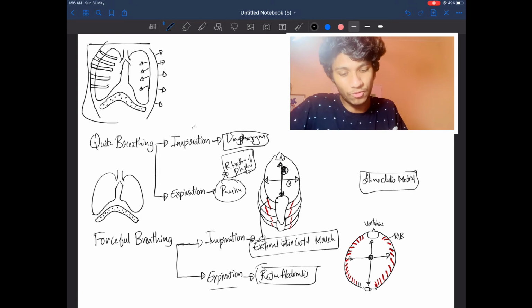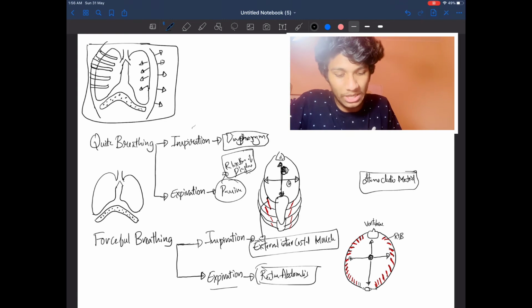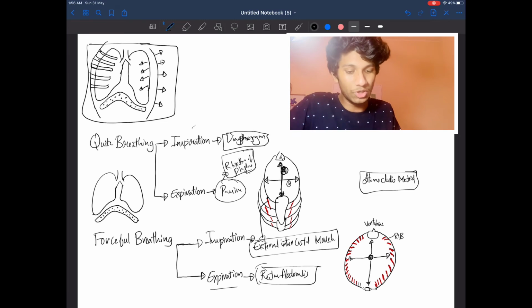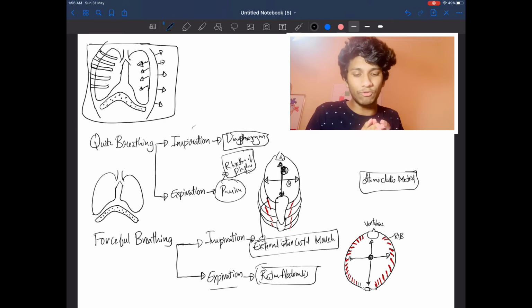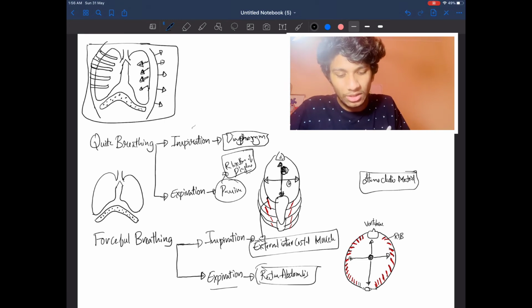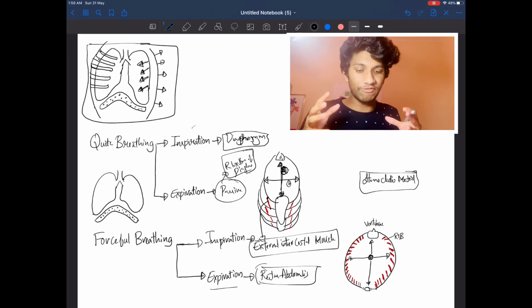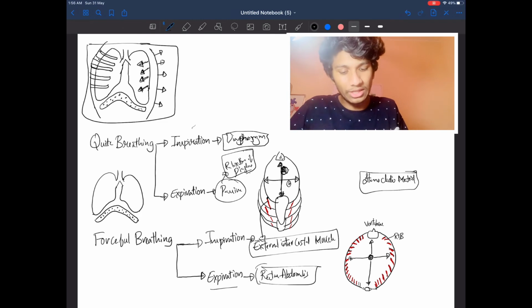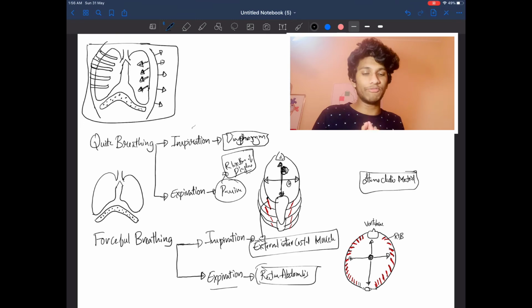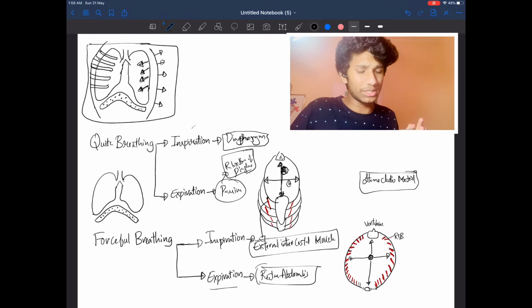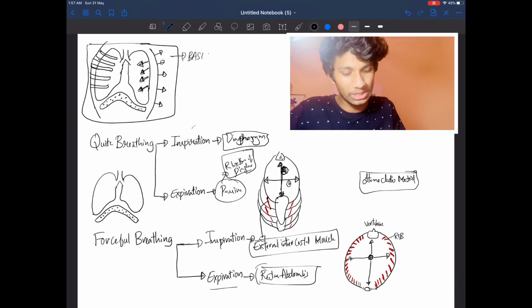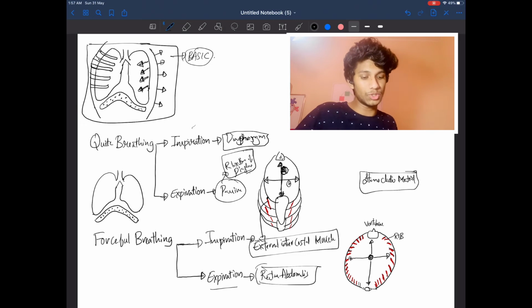Here we need to focus on one more thing, which is the basic concept for our further videos: the lung always wants to get compressed into a minimum surface, and the chest wall always wants to expand its surface and increase its volume. So this is one of the basic points which we need to remember. We'll see this in the further videos soon.